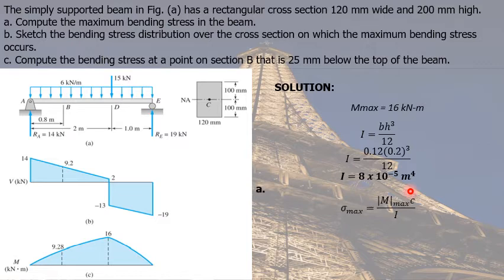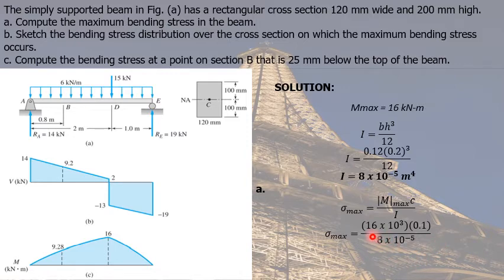Next, we are now ready to solve for the maximum bending stress in the beam, given by this formula, where M max is the maximum bending moment equal to 16 kilonewton meters, and the c is the distance from the neutral axis to the top or bottom of the beam, which in this case is both equal to 100 millimeters. And our I, we just solved it. So substituting, now we have to be consistent with our units.